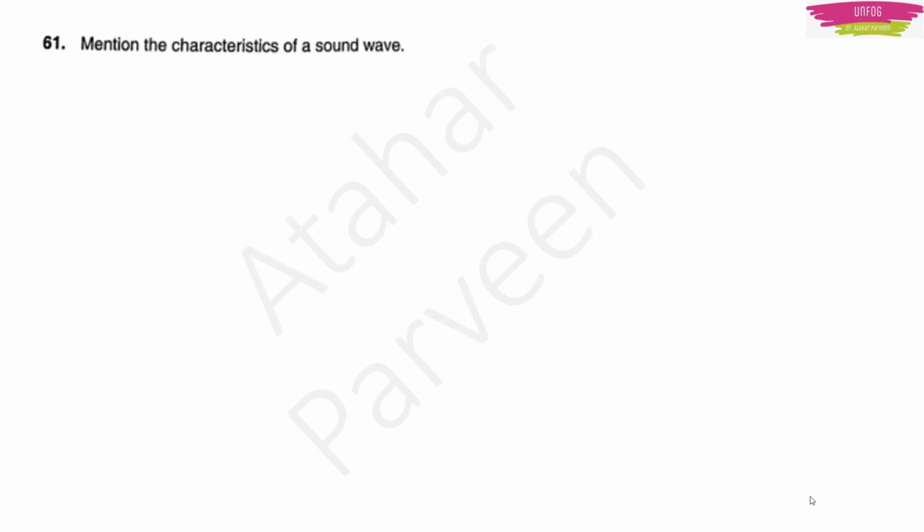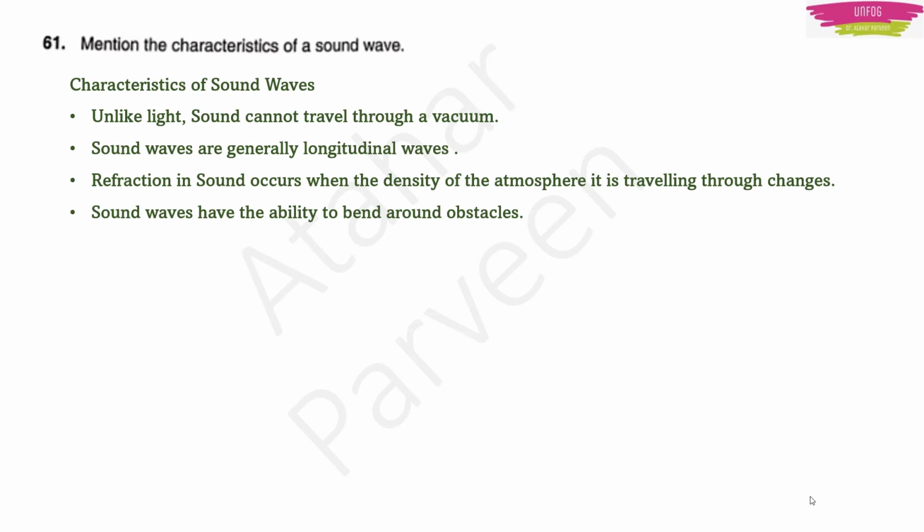Mention the characteristics of a sound wave. So how do you decide that the wave is a sound wave? What is the nature of sound wave? See, the characteristics of sound waves are, first, that unlike light, sound cannot travel through a vacuum. Light can travel through a vacuum, right? But sound cannot travel through a vacuum. Second is that these sound waves are generally longitudinal waves. Remember, light waves were transverse waves, right?